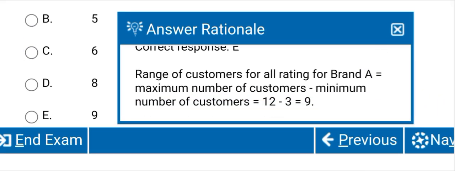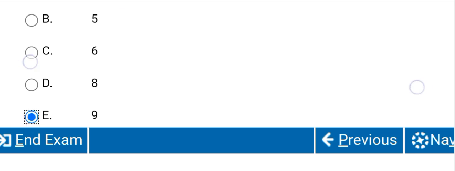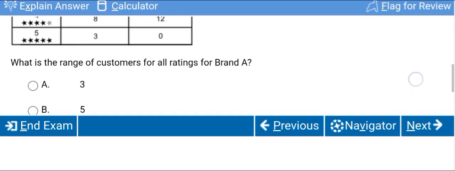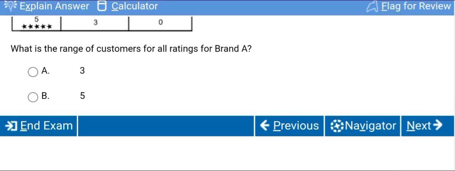The range of customers for all ratings for brand A equals the maximum number of customers minus the minimum number of customers, that is equal to 12 minus 3 equals 9. That's how we have the correct response, option E. 9 is the range of customers for all ratings for brand A.